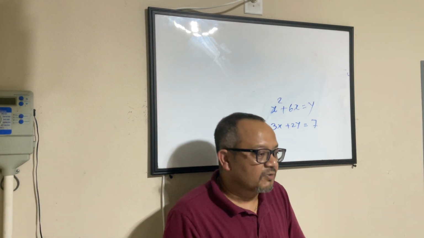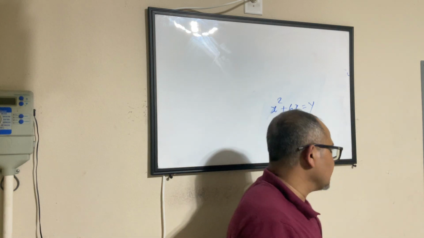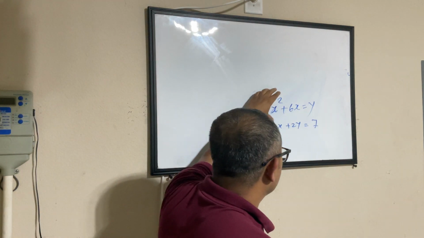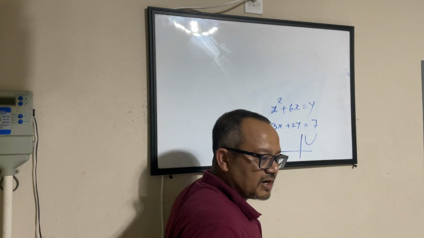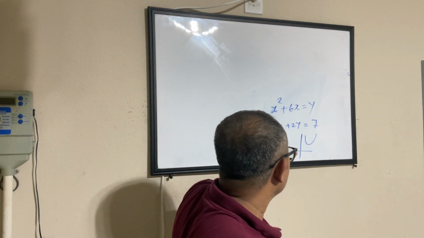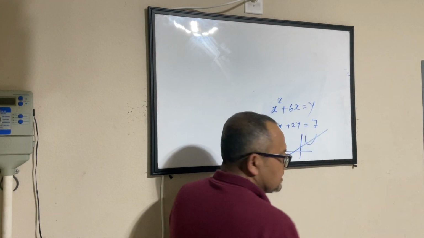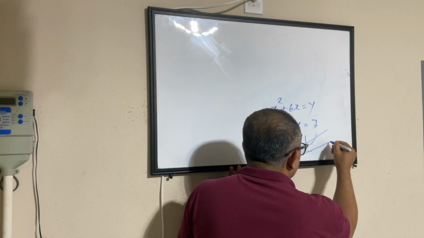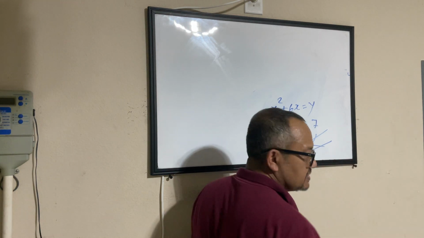So the concept that I wanted to bring to the table with you guys is, if I have a quadratic equation like this, let's imagine this. It draws a parabola first, it's like this. And I have a linear equation like this. It draws a straight line like this, or this, or this.